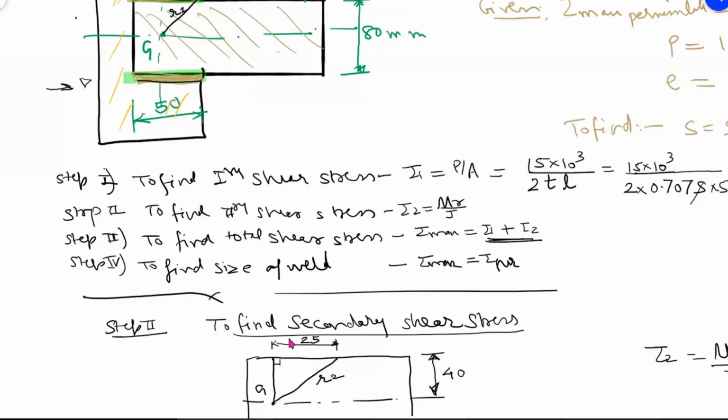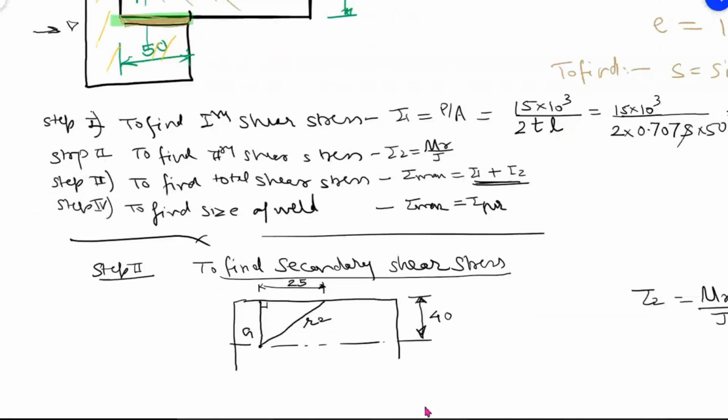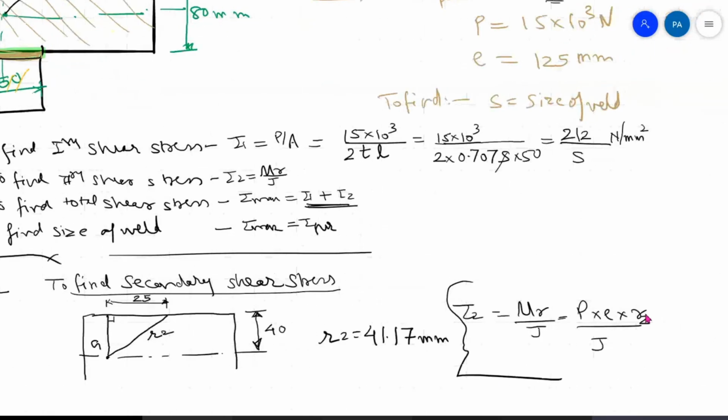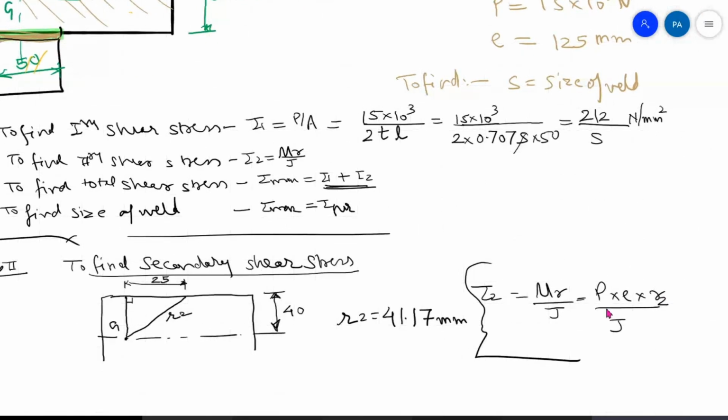If anyone did not understand, ask how the distance 25 came. R2 is the root of 40 square plus 25 square. How much is it? 47.17. That is R2, so I can write here R2 is equal to 47.17, and this will be in mm. Now we got the value of R2.